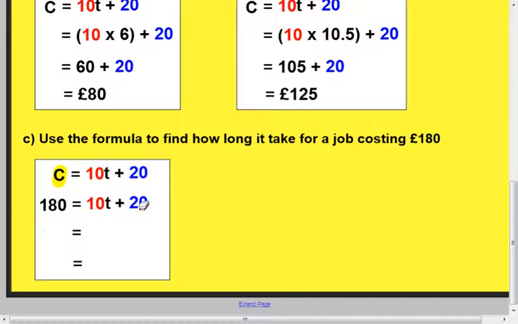Now this is an equation with one unknown, and we can use a bit of balancing to sort that out. If you take away the 20 from this side, you're left with 10t. If you take away the 20 from the other side, you get 10t is 160. If you think about it there, if you cover up the 10t, 160 plus 20 must make 180. And finally, divide by 10 to get your answer, so 16 hours.